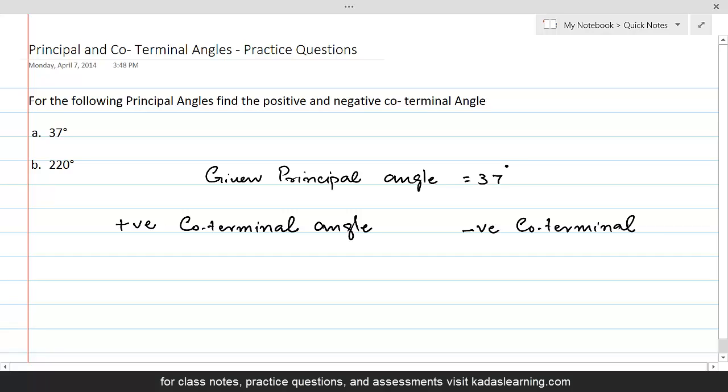If we have a 37 degree principal angle, then we can find the positive coterminal angle by adding 37 and 360. So 37 degrees plus 360. 360 is one full turn. If we just move the terminal arm through one complete turn, this would give us the coterminal angle, and this will be equal to 397.